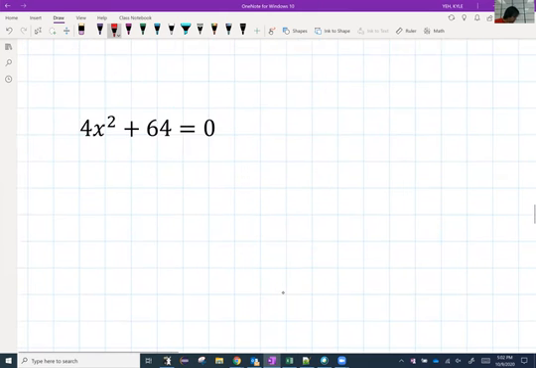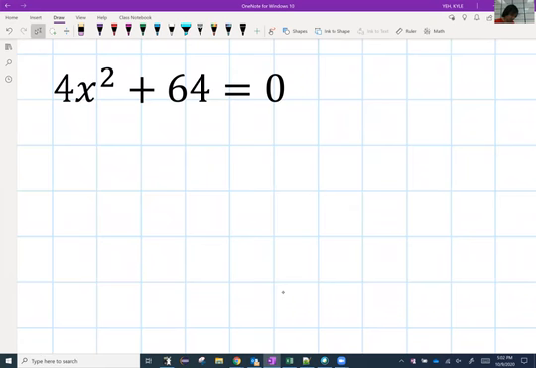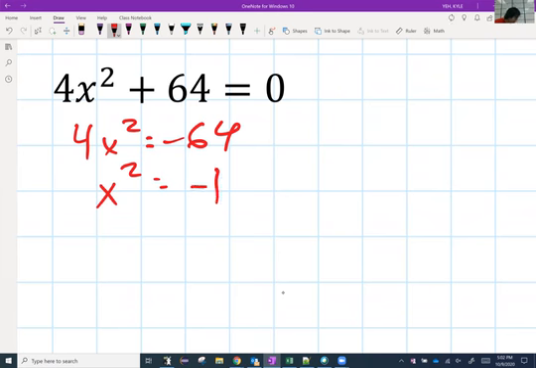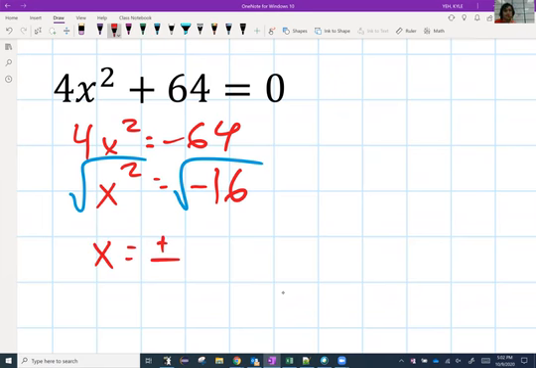Let's do one more and then we'll call it good for today. 4x squared plus 64 equals 0. Let's do the same thing. 4x squared equals negative 64. Divide both by 4. x squared equals negative 16. And if I take the square root, x equals plus or minus, always. Square root of negative 16 is going to be square root of positive 16 times i. Plus or minus 4i. Because square root of positive 16 would have been 4, but it was negative, so we have to put the i on there.